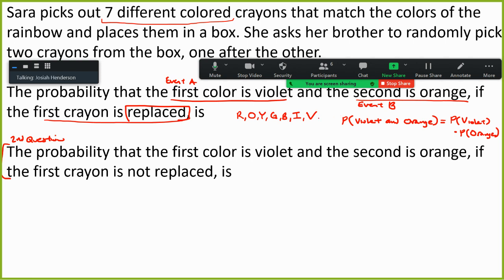So what is the probability of just reaching in and getting violet? We're picking 1 and we're hoping to get violet. How many successes are there? How many total are there? Anybody, please. Just the probability of violet.